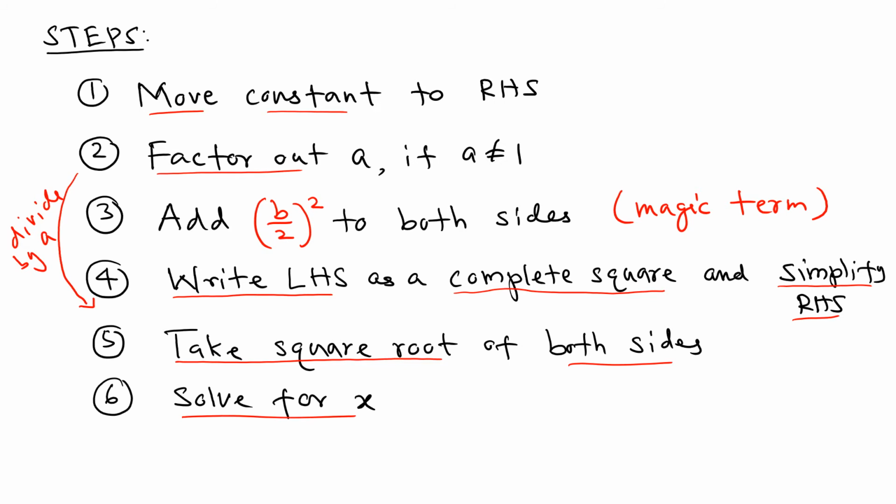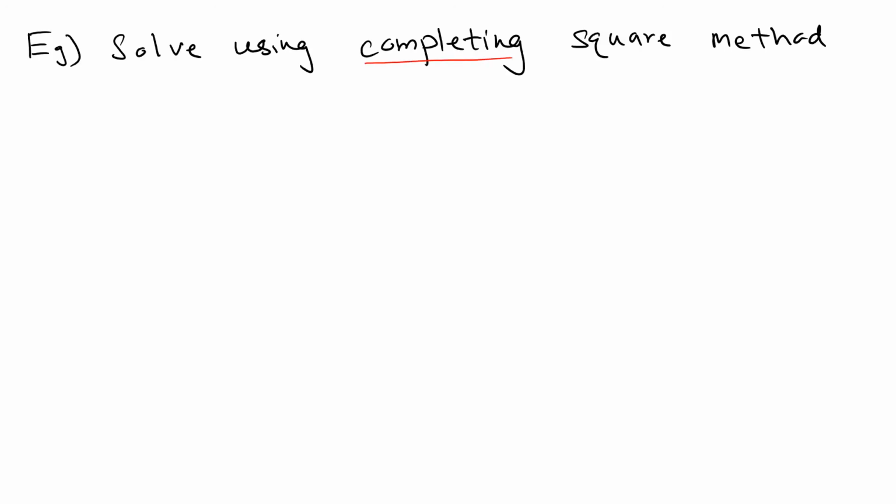So let's look at several examples now. Solve using the completing square method. Let's look at the first problem. Let's say we have x squared plus 6x equals 0. You can see that there's no constant term. So what is the special term that we're going to add here? The coefficient of the x term, that's b, is 6. We divide that by 2 and square it, which is 9. So 9 is the special term that we can add.